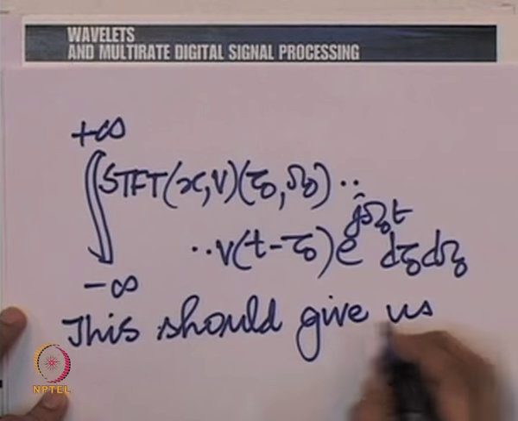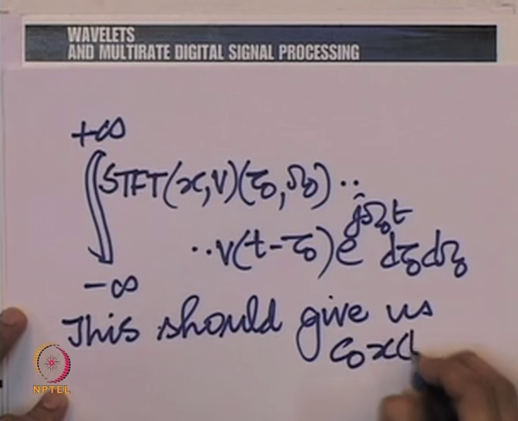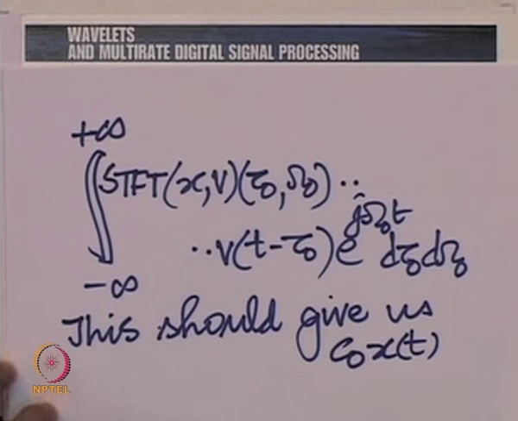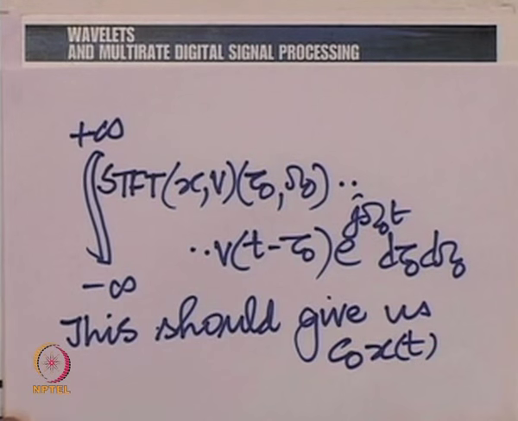This should give us a multiple of x(t), let us say c0 times x(t). And we shall now put down conditions for this to happen. In fact, it is easy. All that we need to do is to expand this STFT and then take note of what is happening.